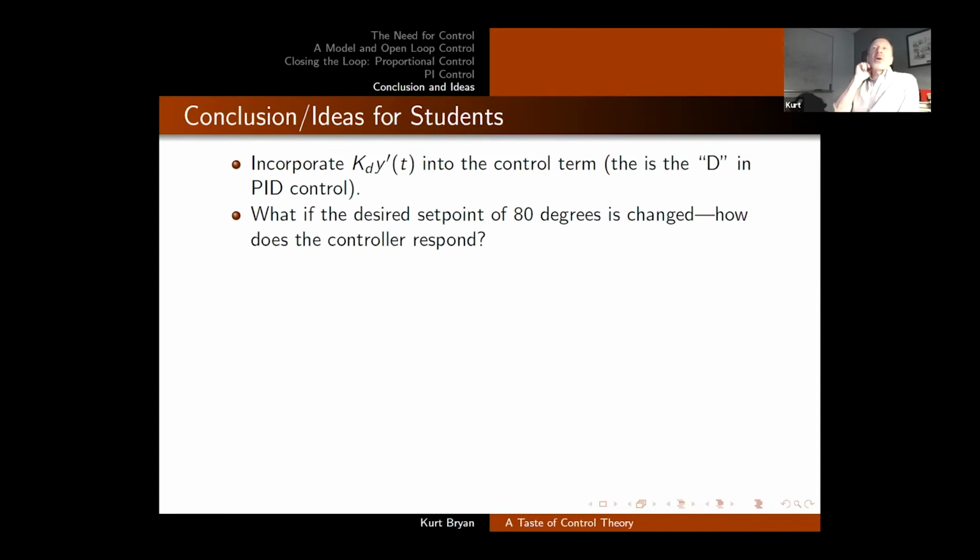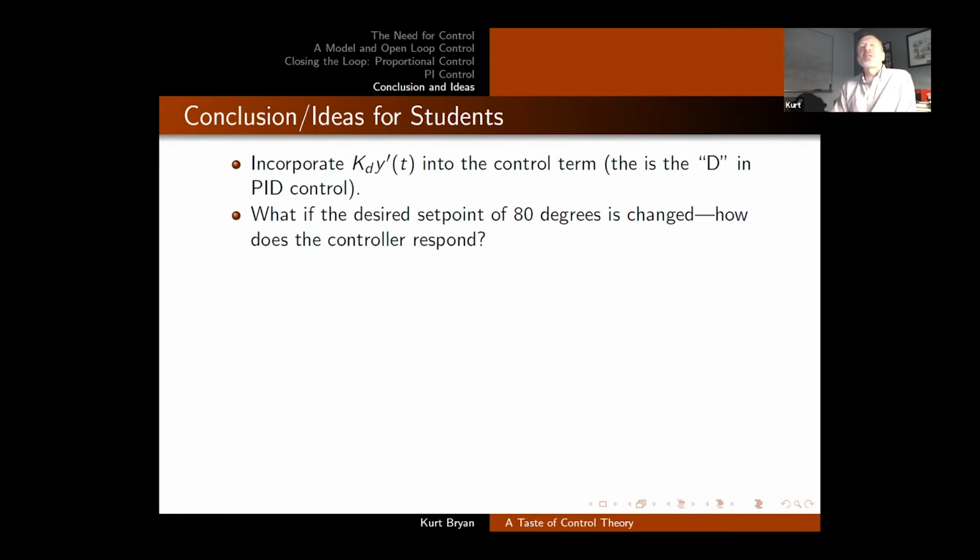Another interesting experiment is what if in the incubator you change the set point of 80 degrees. Maybe you decide you want the incubator now to be at 80 degrees for a while, and then you want it to go to 90 degrees. So you turn the dial on the side up to 90 degrees. How will the controller respond to that? How quickly will it get to the new desired temperature? Will it get there? Will it overshoot?